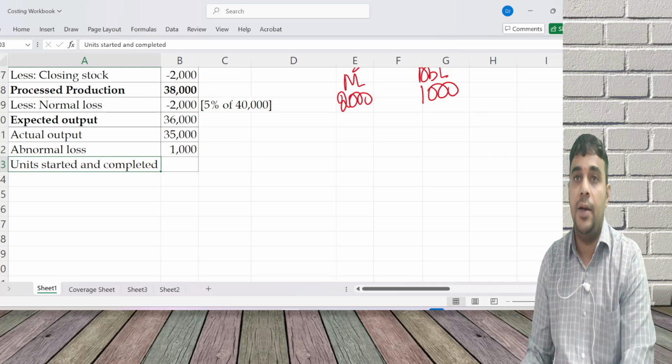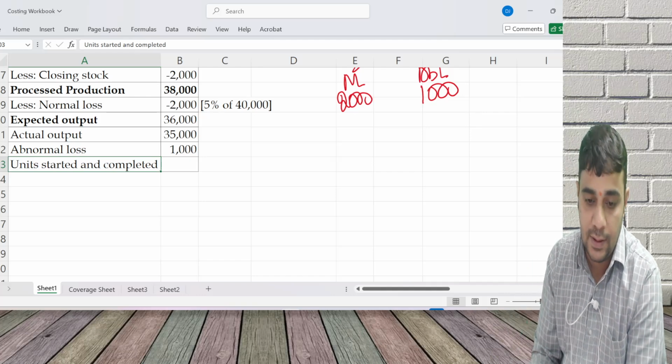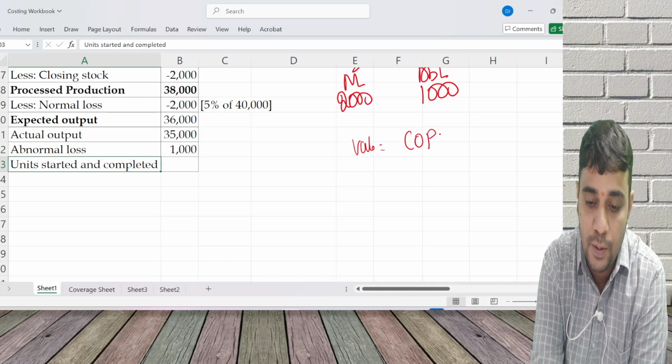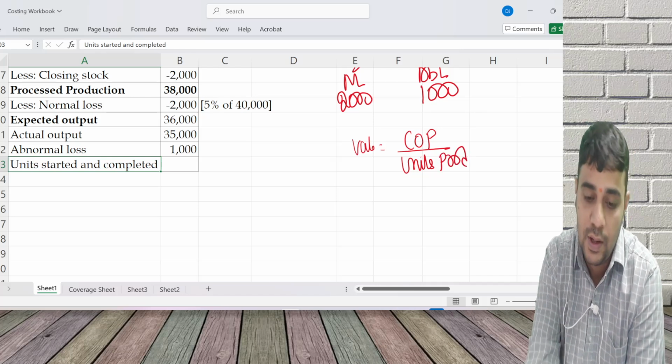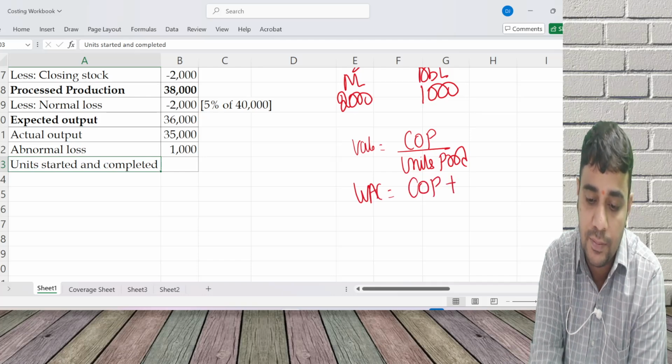Listen, if you are following the FIFO method or the weighted average cost method, the formula used to be like this. FIFO method: value is equal to cost of production by units produced into the closing stock. And weighted average cost used to say cost of production.